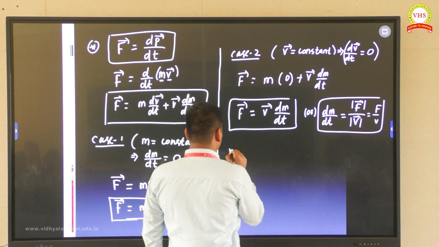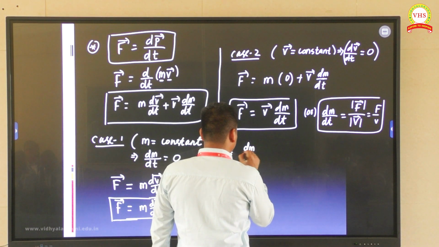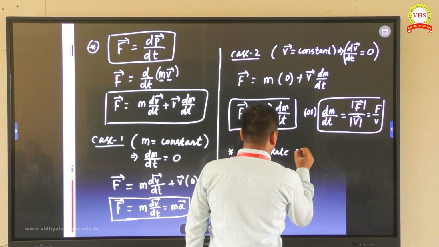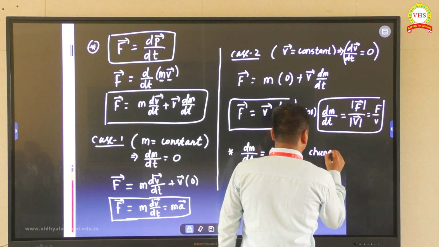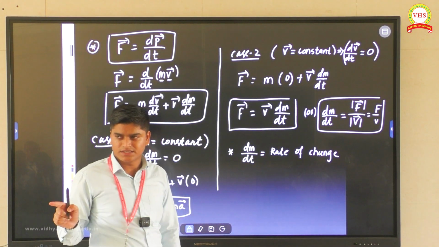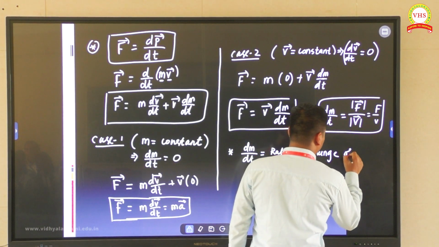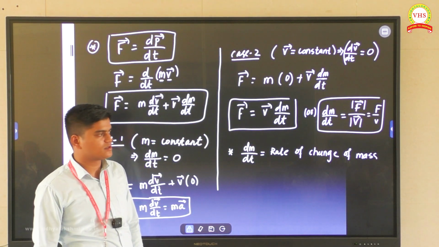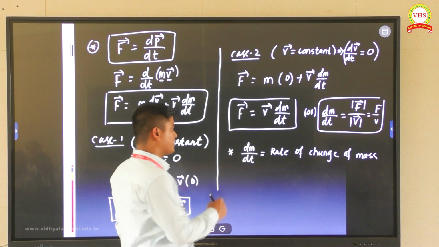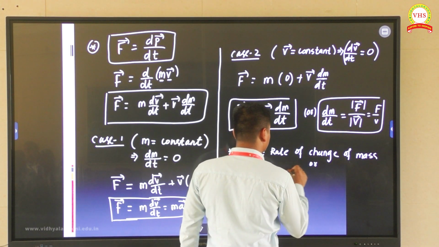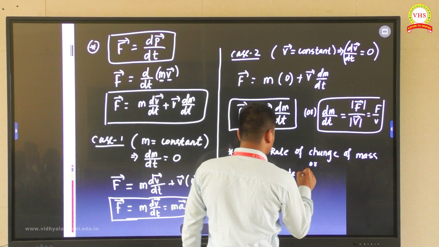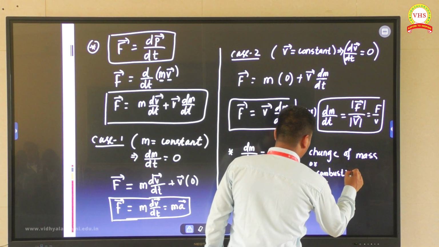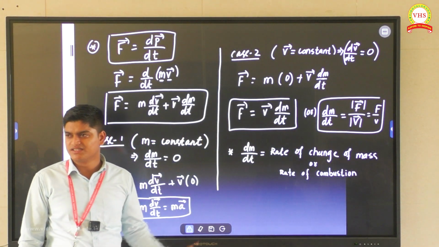Now what is dm by dt? That one we'll try to understand both mathematically and physically. Tell me, dm by dt is the rate of change of what? What is this quantity m? Mass. So I'll write rate of change of mass. Okay, dm by dt, rate of change of mass, mass by time actually. Here it is also called the rate of combustion. What is this combustion?